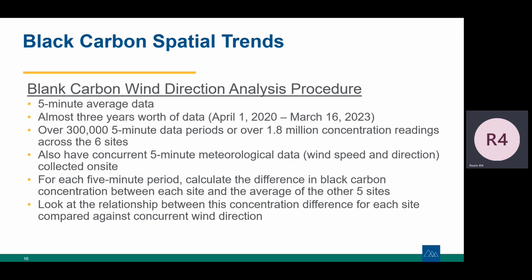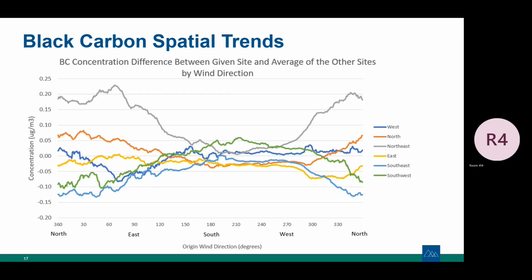A lot of data. I also have concurrent meteorological data for each of these 5-minute periods in the form of wind speed and wind direction. So what I wanted to do is, for each of these 5-minute periods, I calculated the concentration difference between a given site and the average of the other 5 sites. How is that site behaving differently than the aggregate, the average of the others? And once I have that data, I can start looking at how these differences relate to wind direction. Do we see any trends there? Yes, we do.